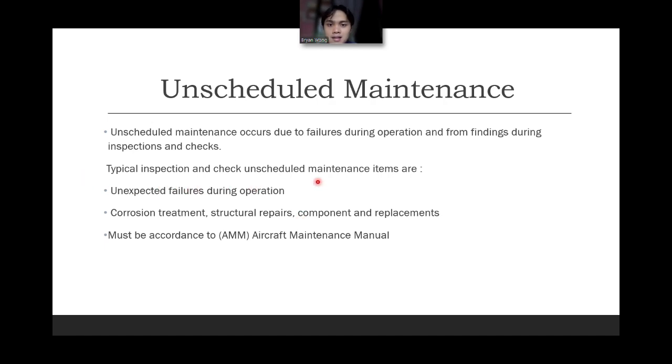Typical inspection and check unscheduled maintenance items are unexpected failures during operation, corrosion treatment, structural repairs, and component replacement, which must be in accordance with the AMM, or aircraft maintenance manual. That is why unscheduled maintenance happens. But despite doing unscheduled maintenance, everything must follow according to the AMM.